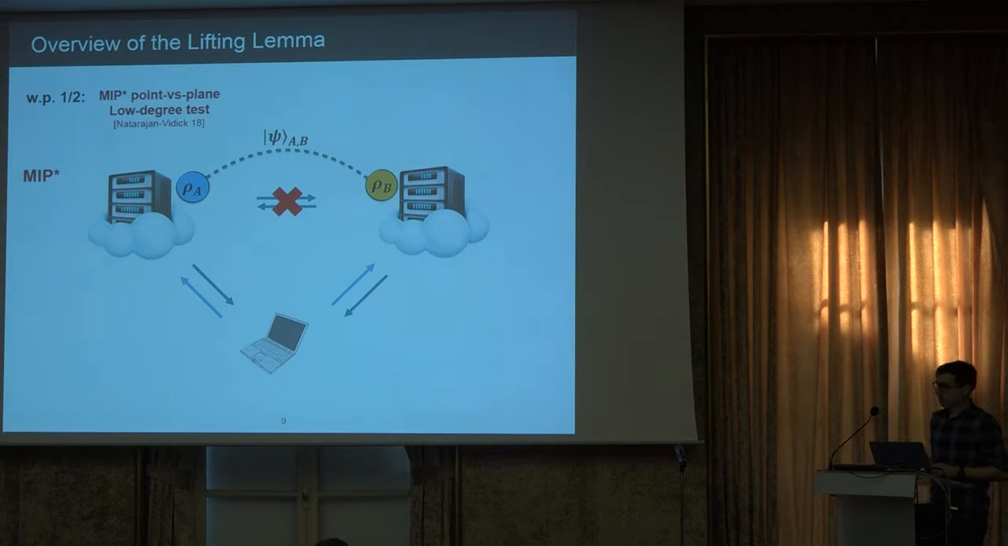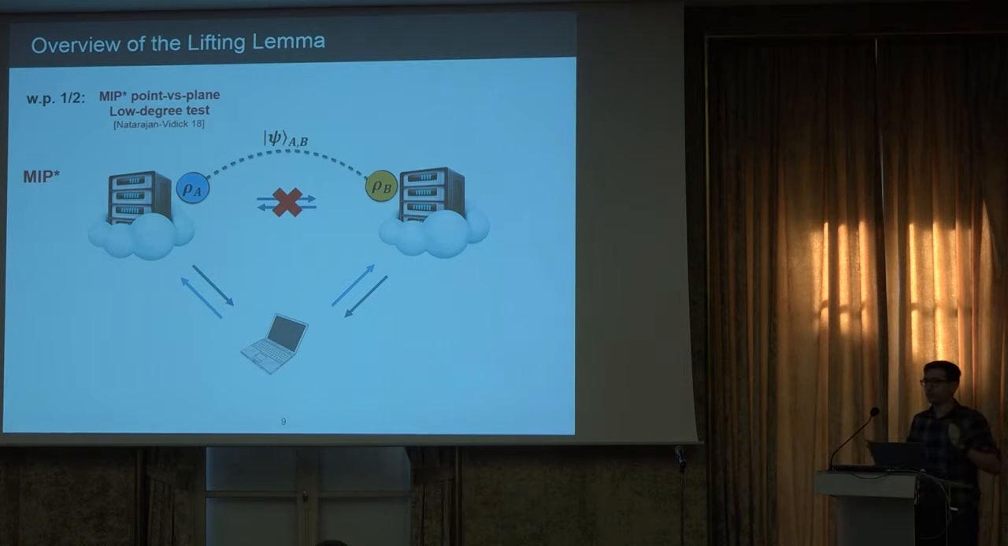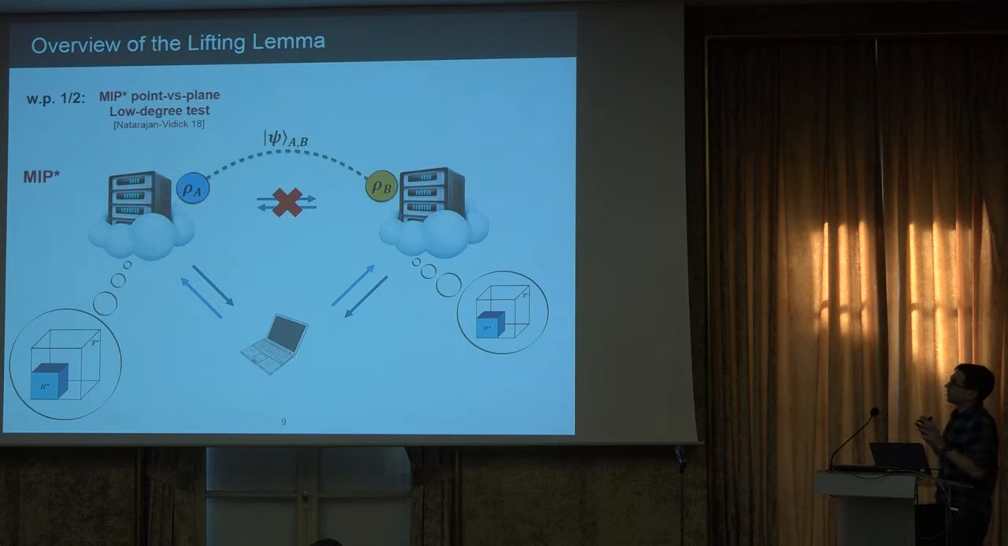All right. So let's take a look at how the lifting lemma works. As with most of these things, you flip a coin: with probability half, you do a low degree test, and with probability half, you run your protocol. So the low degree test, let me just explain what it does. You can think of both of the provers as having some low degree functions in their heads. And you ask one of them for a point, and you ask one of them for a plane. This is pretty much the classical low degree test.